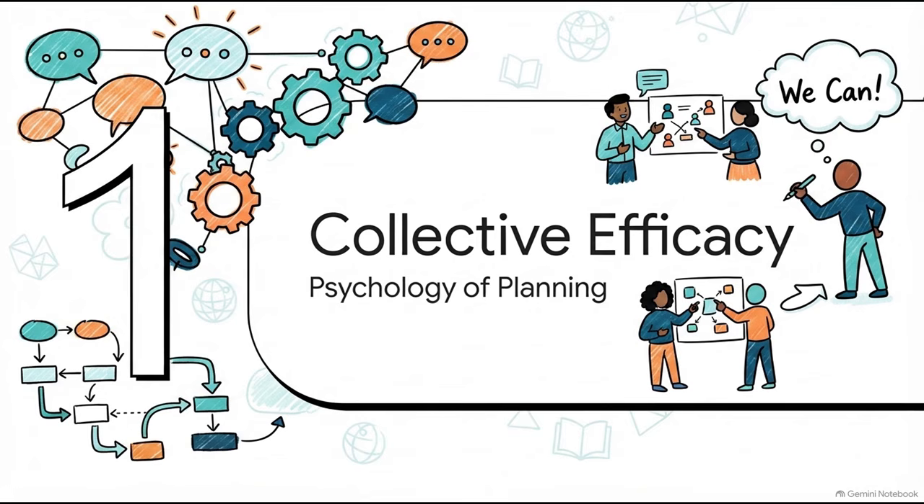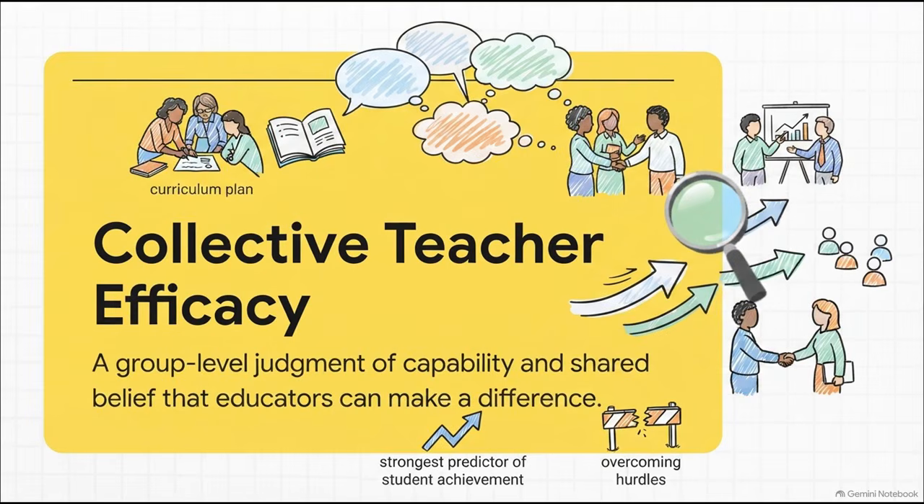Okay, Section 1, the power of collective efficacy, or the psychology behind collaboration. The foundation of our discussion really rests on this one concept, collective teacher efficacy, or CTE. It's grounded in Albert Bandura's social cognitive theory, but adapted for education. CTE is essentially a group-level judgment of capability. It's the shared belief among educators that together, they can make a massive difference for student learning.